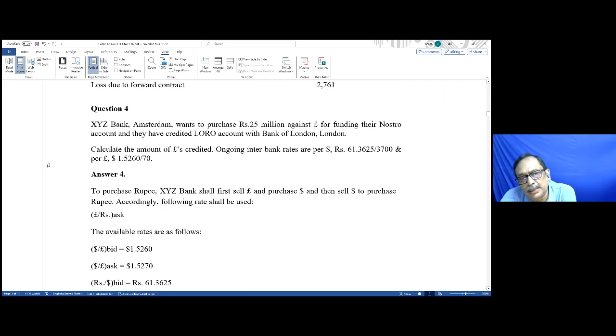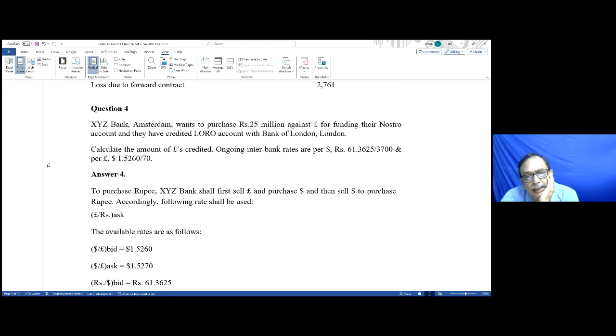XYZ Bank, Amsterdam, wants to purchase rupees 25 billion against pound for funding their Nostro account. I'll inform you what is called Nostro account. And they have credited LORO account with Bancom London in London. So I'll inform you what is called LORO account. Calculate the amount of pounds credited.